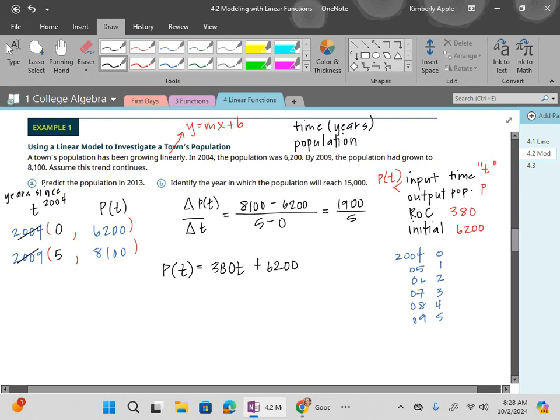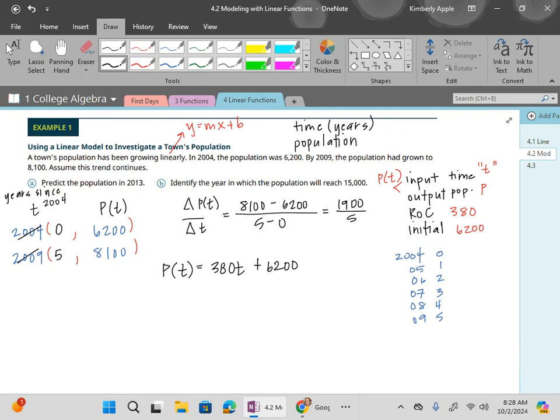Okay? So notice I still haven't started answering question A or B, right? And remember, in the very beginning I said we need to construct a model in order to answer questions about a scenario. So your first step, if you see a question like this, is always going to be to construct that model first. And then we will use this tool to do certain things. So predict the population in 2013.